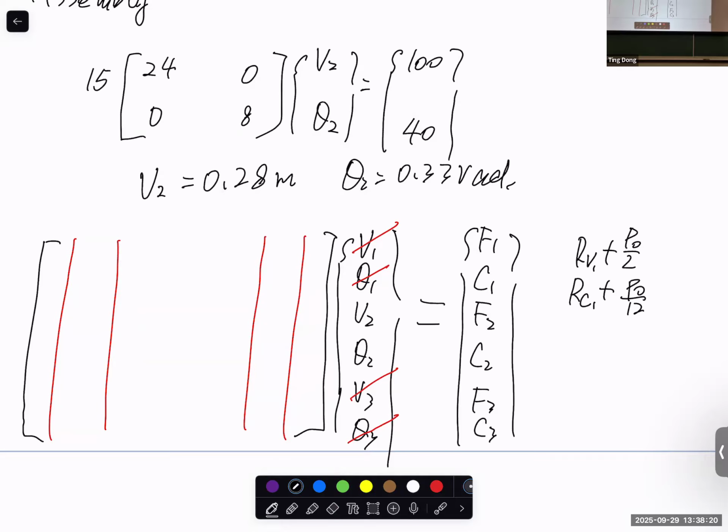So I just want to make sure you understand that F1 C1, F3 C3 are not the reaction force. They are the externally applied force at node 1 and node 3, and they should come from two parts. One is the force applied by the wall, one is the equivalent nodal force from these three forces. Any question?